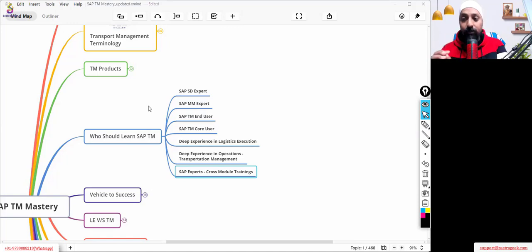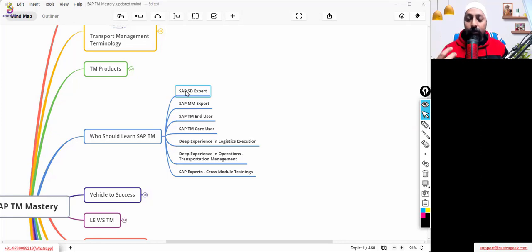Anyone who is very much interested in TM but is getting introduced to SAP for the first time and does not have strong logistics experience, I suggest they do SAP SD first and then move to SAP TM. Unless you have strong transportation experience in operations, then you can directly jump. Otherwise, we suggest going step by step: do SD first and then TM.